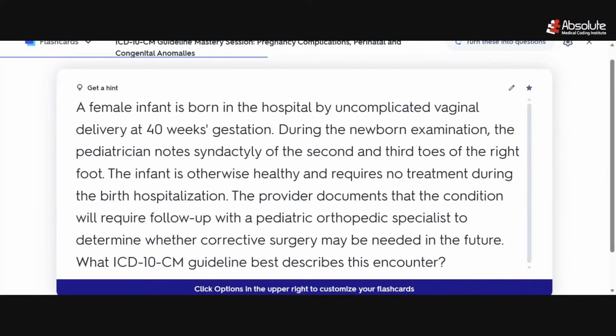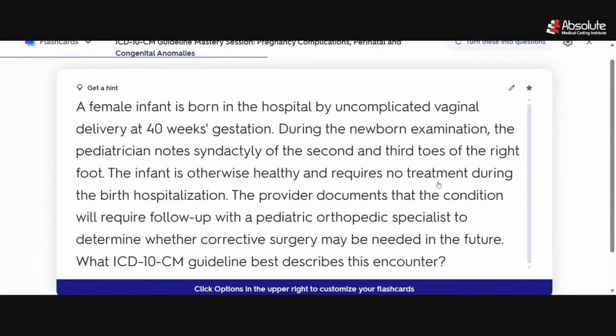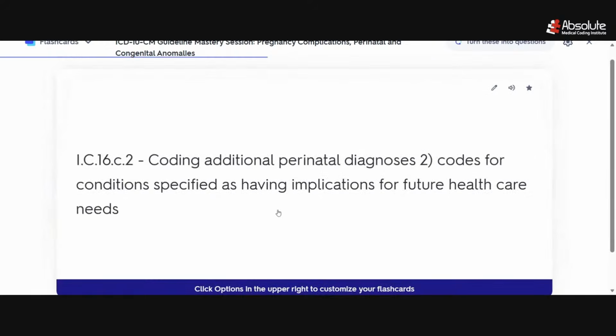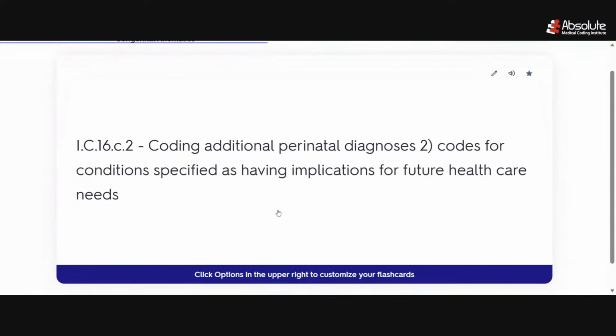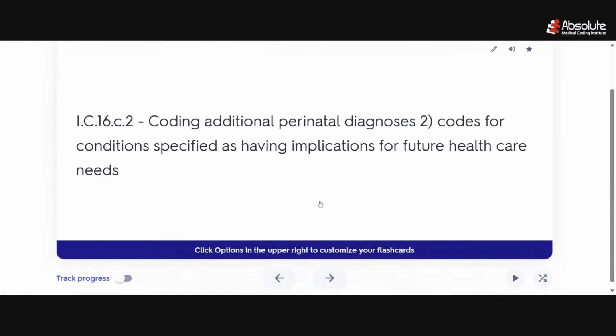All right, that is going to be time. So the guideline that we are going to be using to find these final ICD-10 codes is, again, from chapter 16, I.C.16.c.2, and the title is Coding Additional Perinatal Diagnoses, Codes for Conditions Specified as Having Implications for Future Healthcare Needs. So if you got that one right, or if you were on the right track, amazing job.